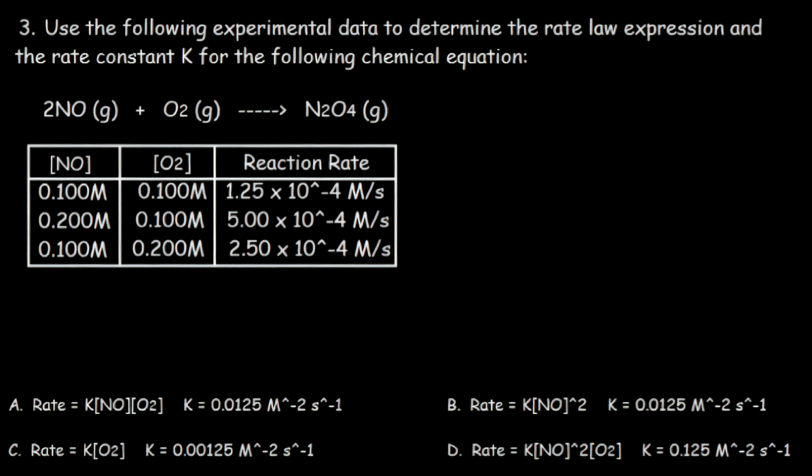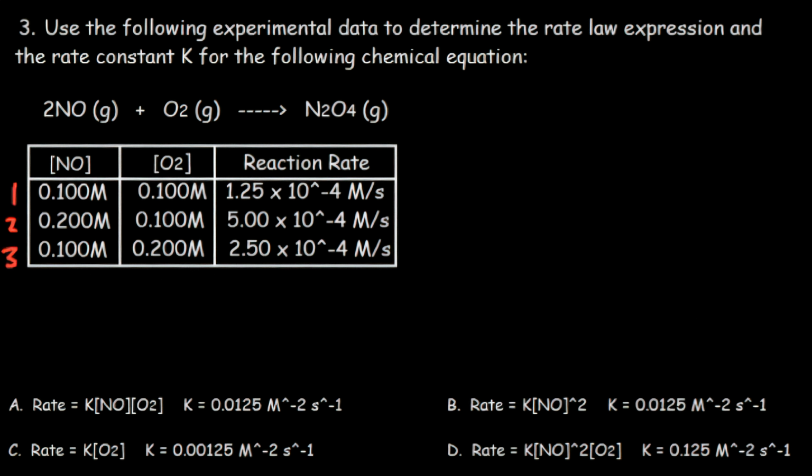Number 3. Use the following experimental data to determine the rate law expression and the rate constant K for the following chemical equation. So we're going to find the rate law expression 2 ways. We're going to do it the fast way conceptually, and then we're going to actually use an equation. We're going to write it out. So pick 2 trials in which the concentration of O2 is constant and the concentration of NO changes. We're going to find the rate order for NO first. So this is trial 1, 2, and 3.